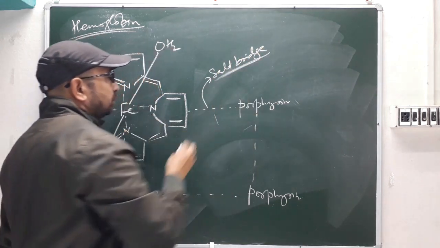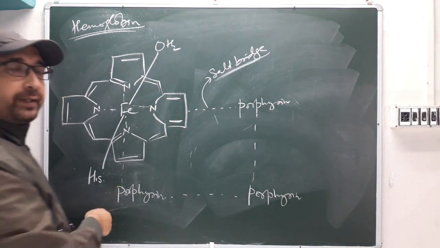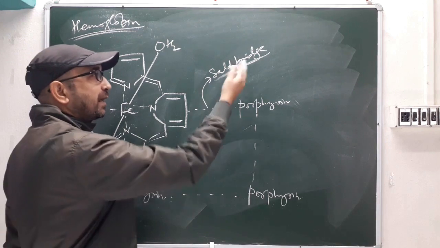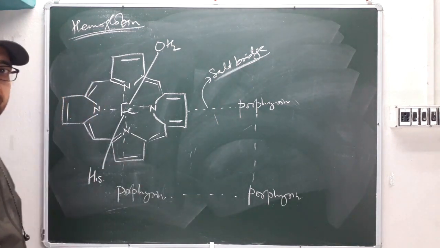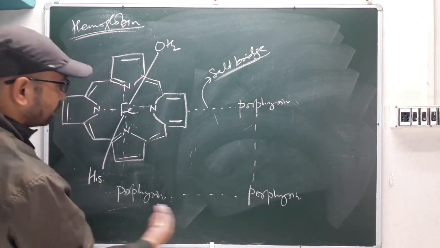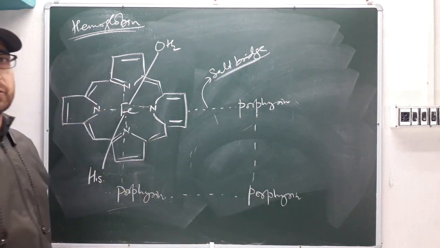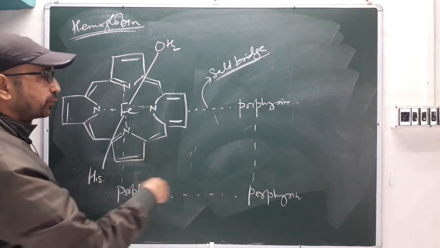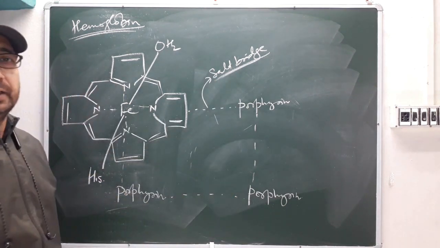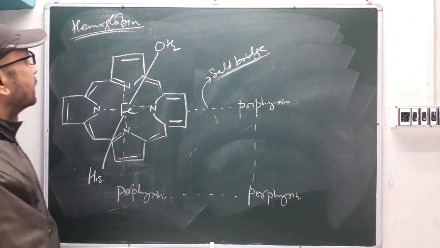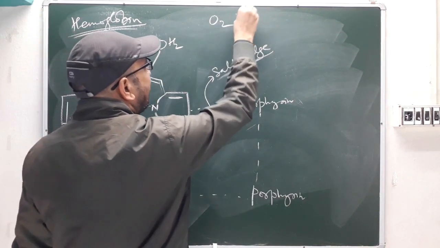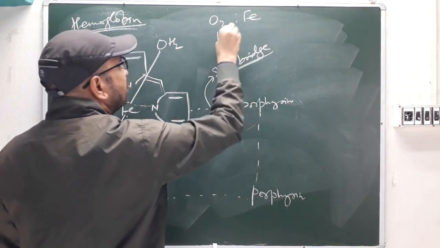Each porphyrin is attached with another porphyrin ring. In between we have a salt bridge. By the help of salt bridge, it is attaching. Here also salt bridge, here also salt bridge. So total 4 salt bridges are there for 4 porphyrin rings, and all together we call it a hemoglobin. You see that the dioxygen to iron ratio will be 1:1, right?